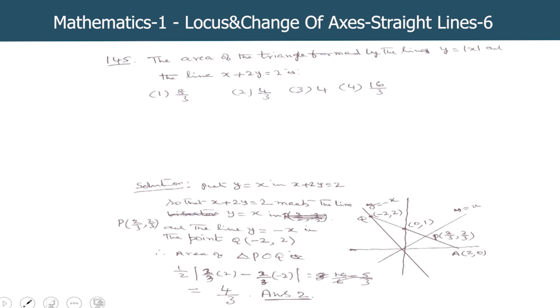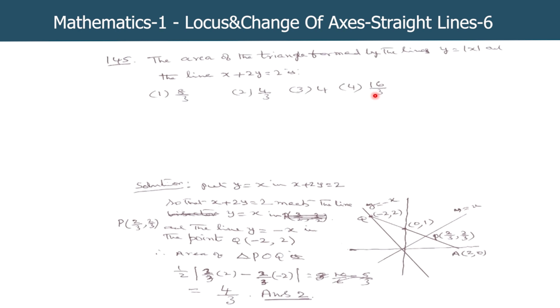The area of the triangle formed by the lines y is equal to mod x and the line x plus 2y plus 2 equal to 0 is: 8 by 3, 2 by 3, 4 by 3, or 16 by 3. Of course, the units are square units, even though I didn't write it. And y is equal to mod x means y is equal to plus or minus x. That means the lines are y is equal to x and y is equal to minus x.